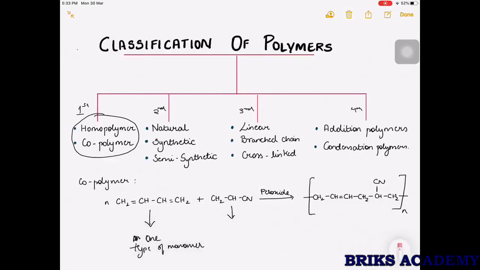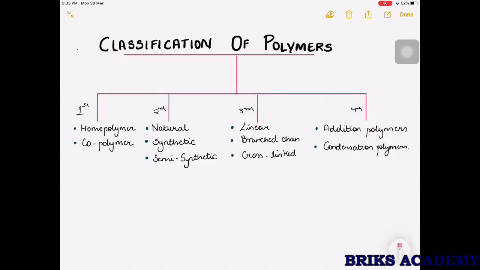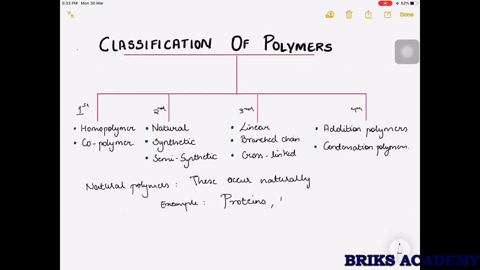So, moving on to the next type of classification. The second type of classification has three types. First one, natural polymers. These are the polymers which occur in nature or are obtained from nature. For example, proteins which occur in human bodies and in animal bodies are an example of natural polymers. Starch as well.